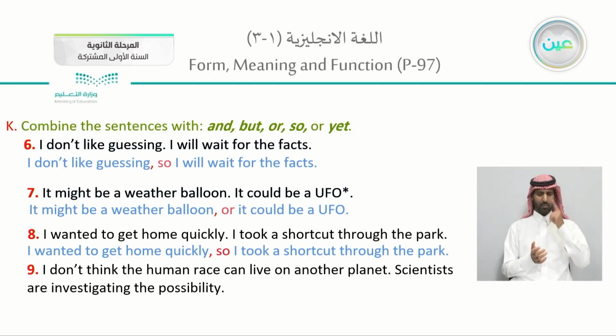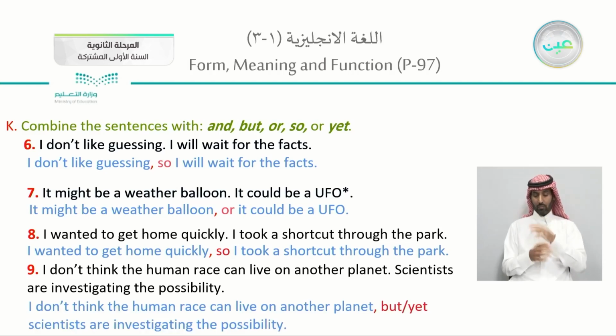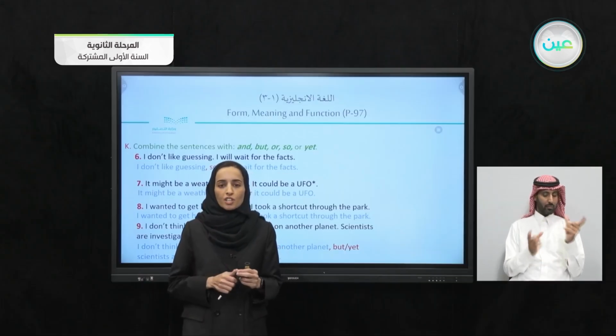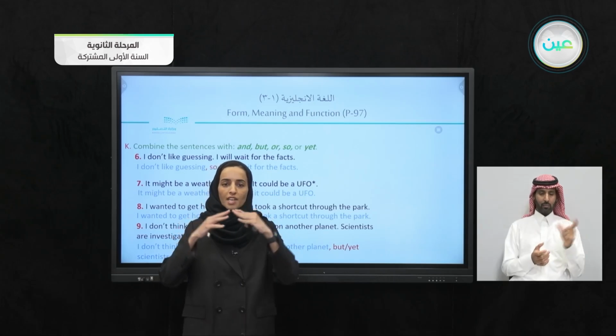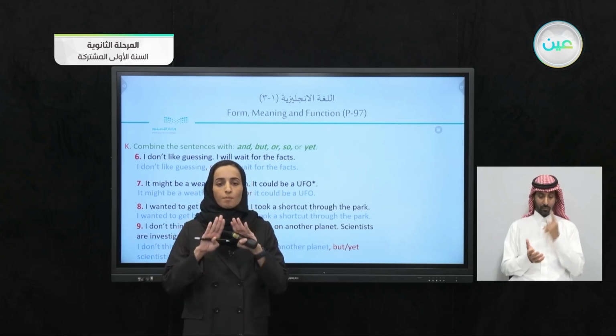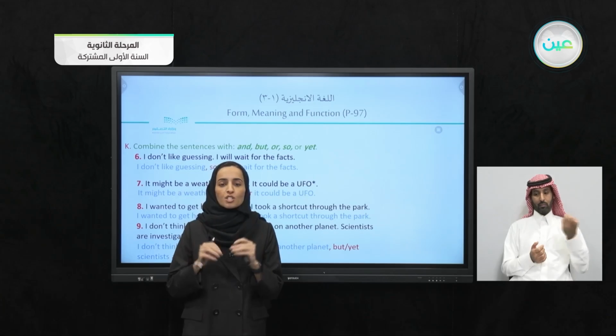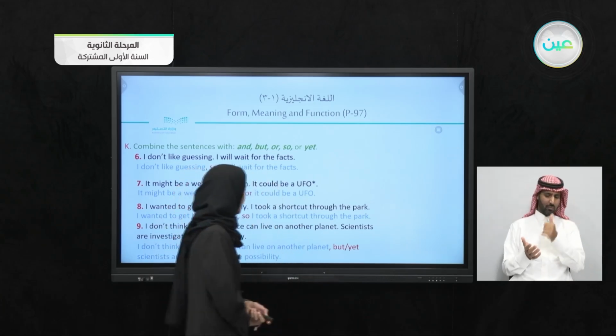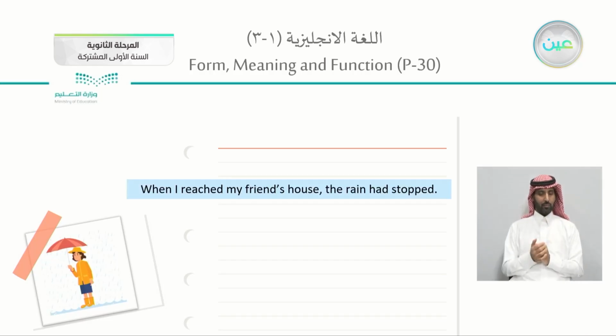I don't think the human race can live on another planet. Scientists are investigating the possibility. I don't think the human race can live on another planet. However, but or yet, scientists are investigating the possibility. Read the two sentences and decide which coordinating conjunction is the most suitable to connect them. Are they the same? We can use and. If we have options, you can use or. But we use but when we have positive and negative. Okay.